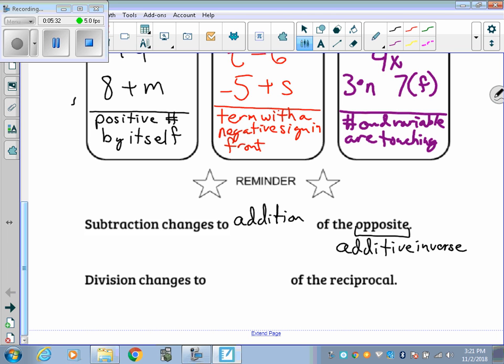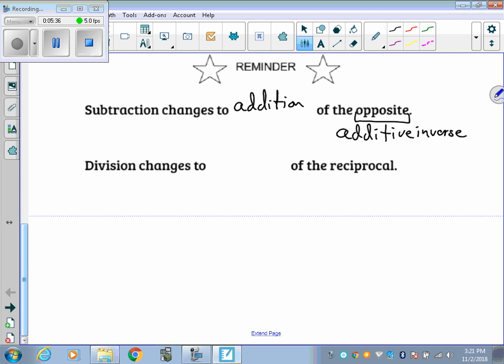And also, remember that division changes to multiplication. I'm having a hard time fitting multiplication in anywhere today. Of the reciprocal. Oh, wait a minute. What was that other word for reciprocal? You probably have it from up above, and that's called the multiplicative inverse. Notice how these words, inverses, go along with the notes today of inverse operations.